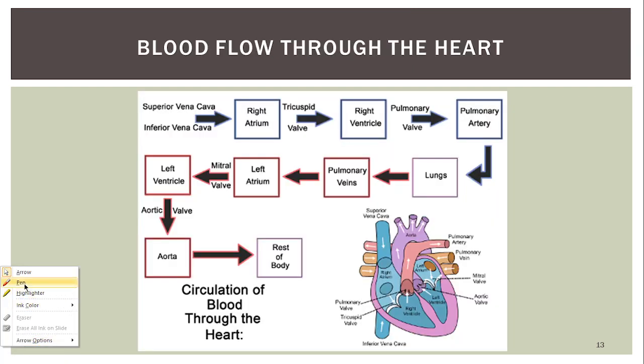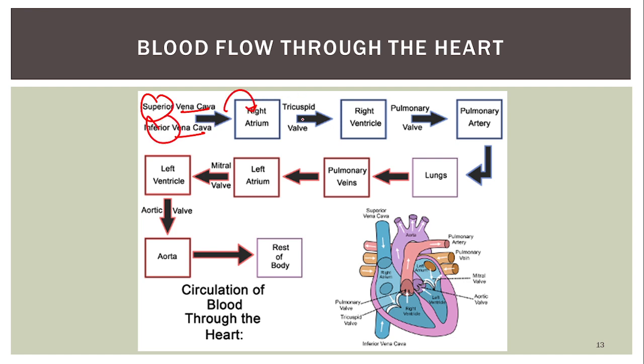Then we have to look at blood flow. Deoxygenated blood enters from the vena cava, both superior and inferior, into the right atrium. The tricuspid valve opens, allowing the blood to flow right into the right ventricle, then the muscles pump the blood, which causes the pulmonary valve to open, allowing the blood to flow from the pulmonary artery all the way to the lungs. After it reaches the lungs, it gets oxygenated, then comes back to the heart using the pulmonary veins. It enters the left atrium.